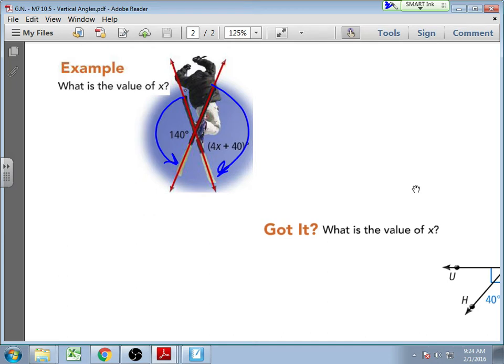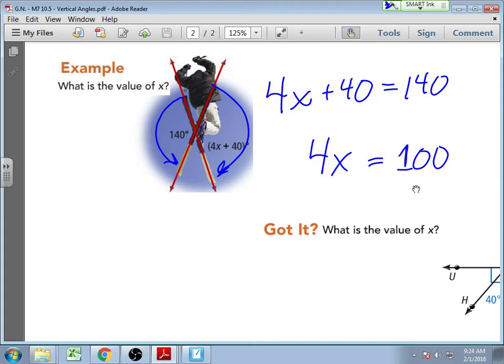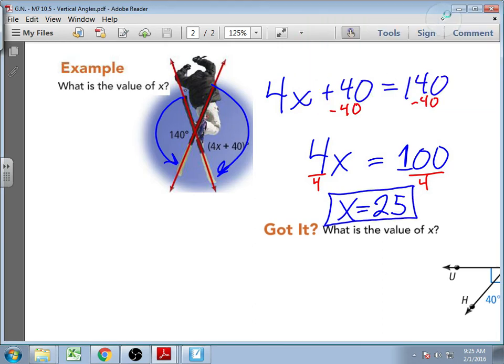Yeah, we see that they're vertical, so we just set them equal. So we say 4x plus 40 equals 140. Then we subtract 40 from both sides. We get 4x equals 100. I'm going to show my work. Then we divide it by 4. X is 25. Questions, comments, concerns? All right, try the got it on your own.